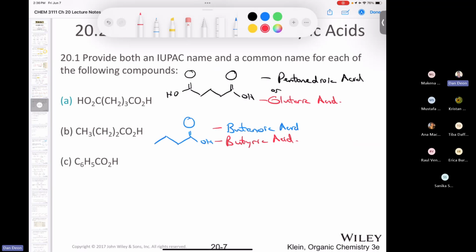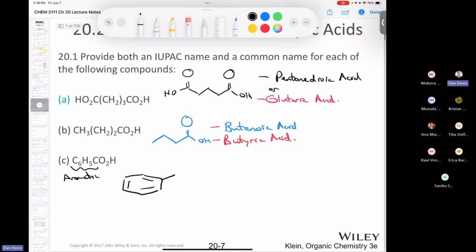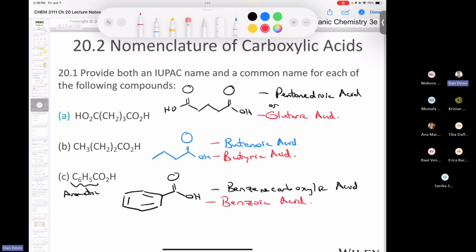And the last one, okay, we have an aromatic ring. So C6H5 is aromatic. That's monosubstituted. And then we have our carboxyl group like this. So this would be benzene carboxylic acid if you wanted to use the systematic way. So we name the ring, then we say carboxylic acid, but nobody would ever call it that. What do we call it as chemists? We call it benzoic acid. There you have it, my friends. A little nomenclature of some carboxylic acids. We're just getting warmed up, though.